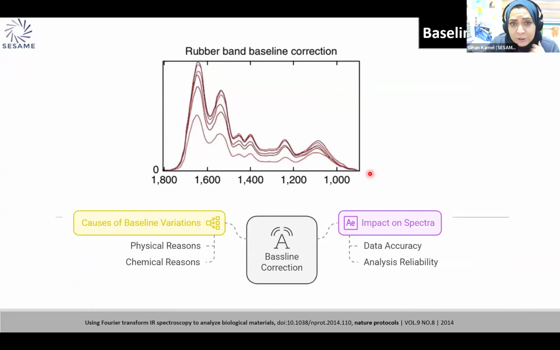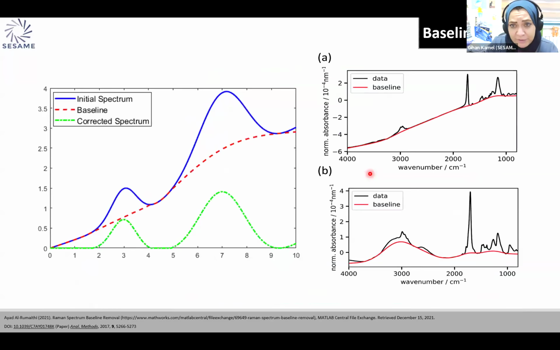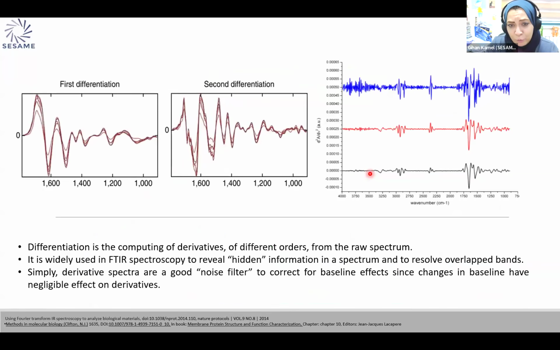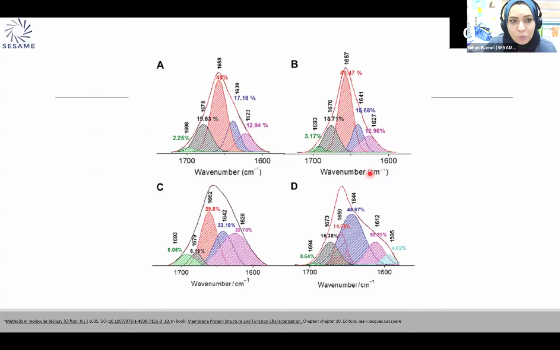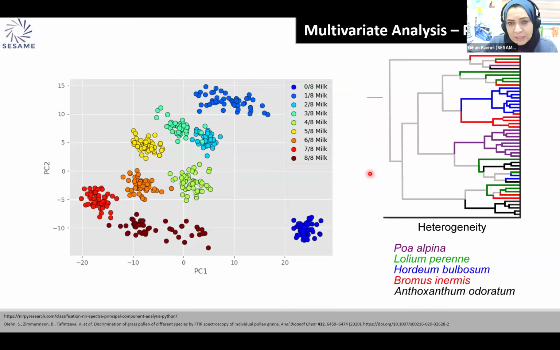So you can go back to this. I just put here some of the methods that are commonly used for baseline, for smoothing, for derivative, and just be sure what you are doing, because any difference here will take you somewhere else. This is curve fitting or deconvolution methods, and this is the multivariate statistical analysis.